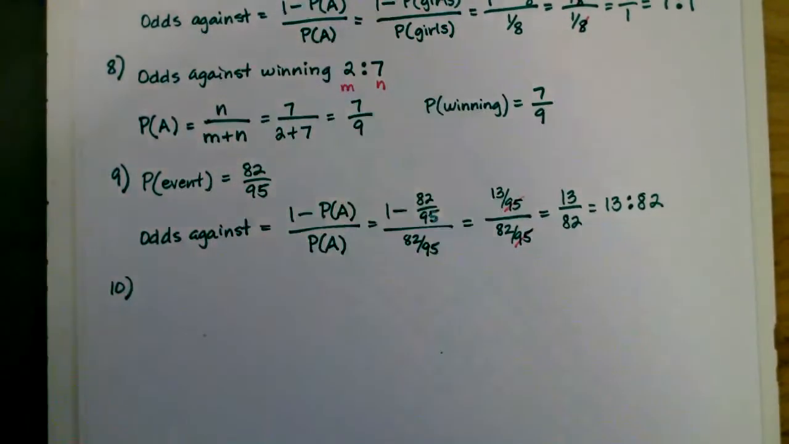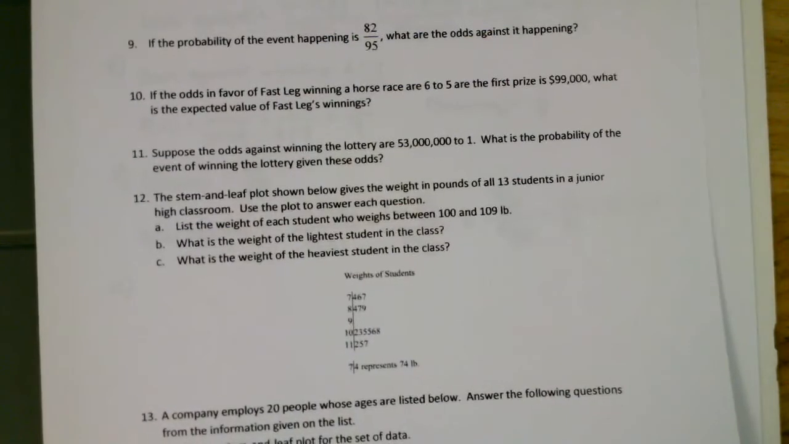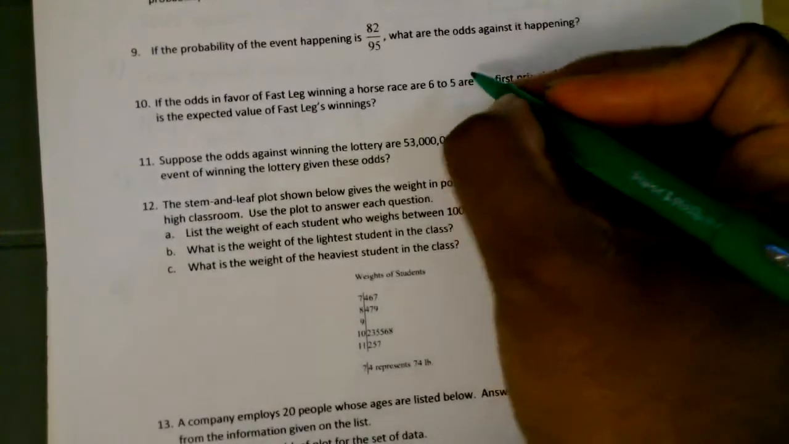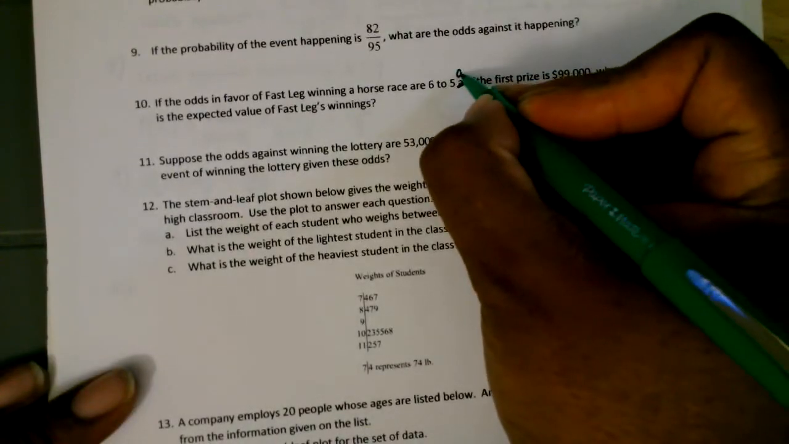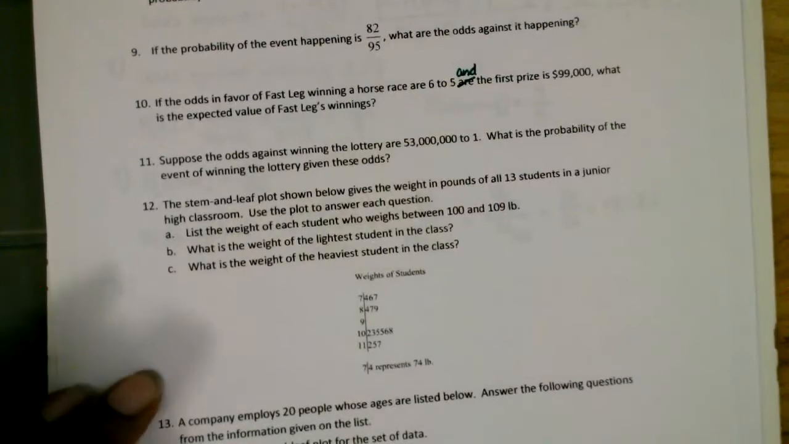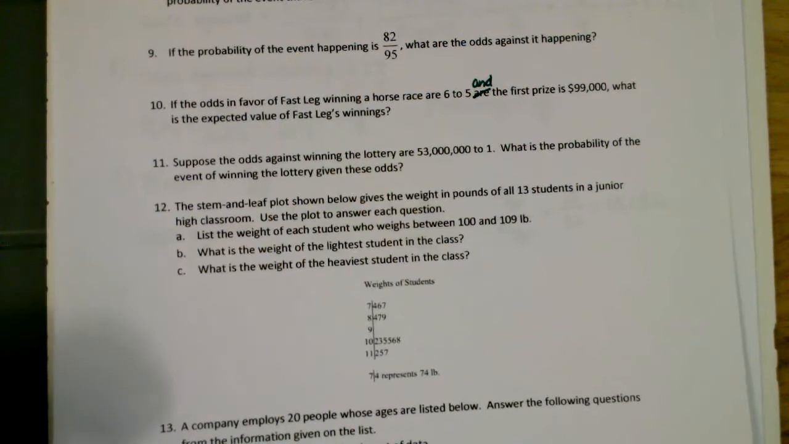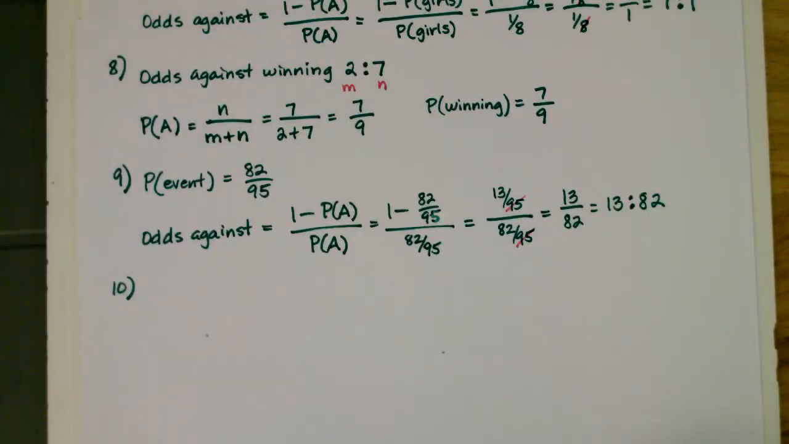All right, number 10. If the odds in favor of Fast Leg winning a horse race are 6 to 5, and the first prize is 99,000, what is the expected value of Fast Leg's winnings? Okay. And of course, this should say and. So in this case here, we have the odds in favor, which is 6 to 5.